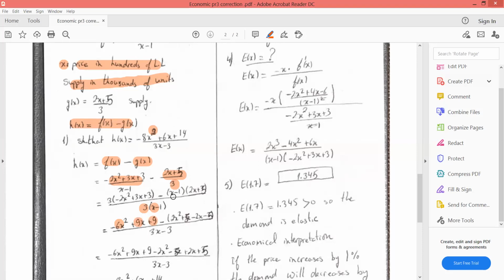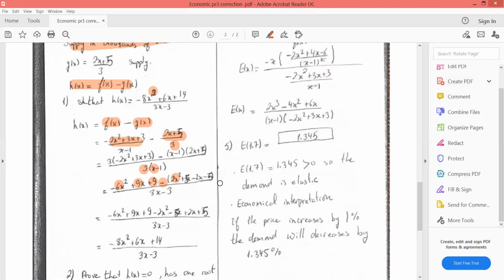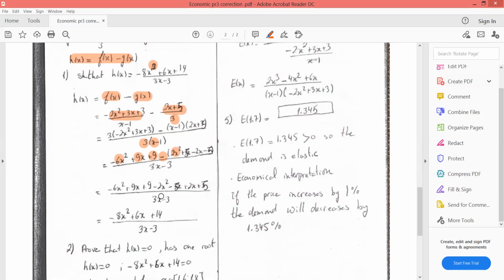We expand once again: minus 2x squared plus 5x minus 2x minus 5. But you have to pay attention to this minus sign, and we keep the brackets. Then we remove the brackets. It's minus 2x squared minus 5x plus 2x plus 5 over 3x minus 3, and it will be equal finally to this one. So you don't forget to correct it.